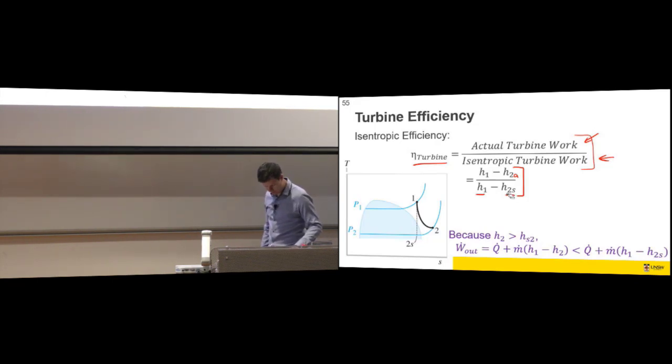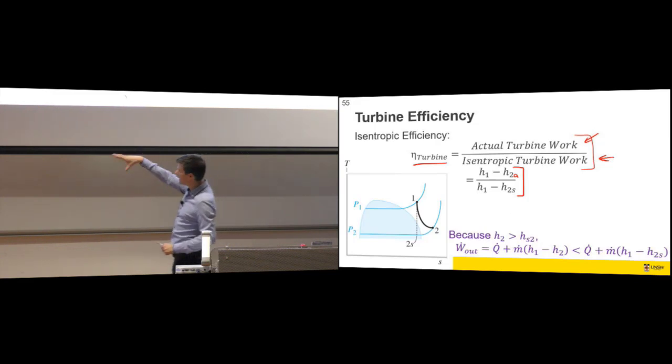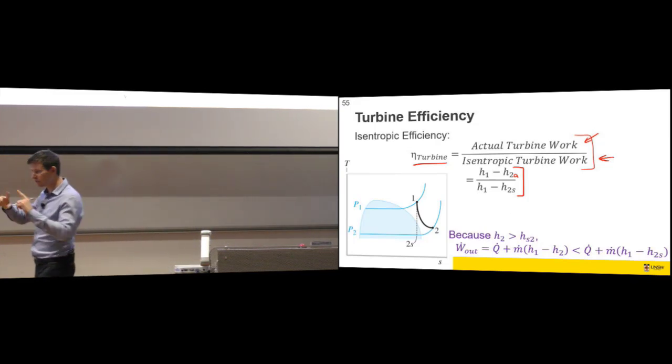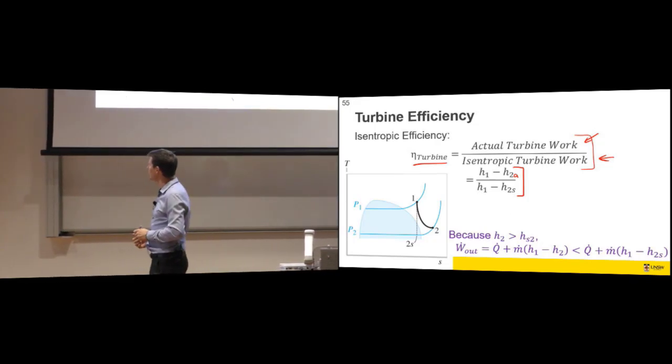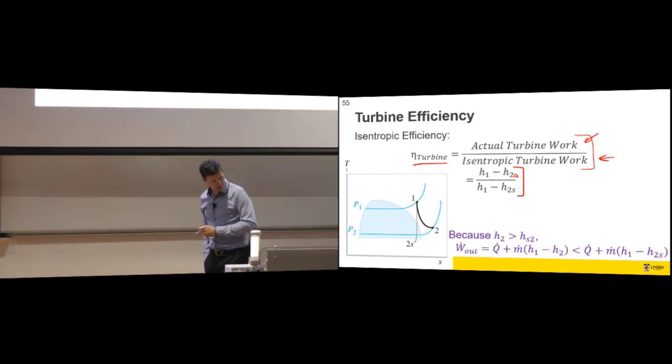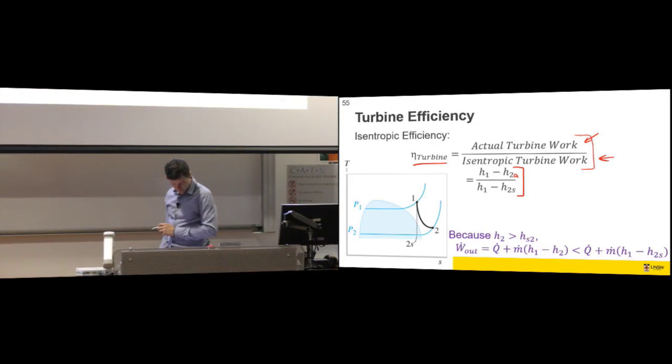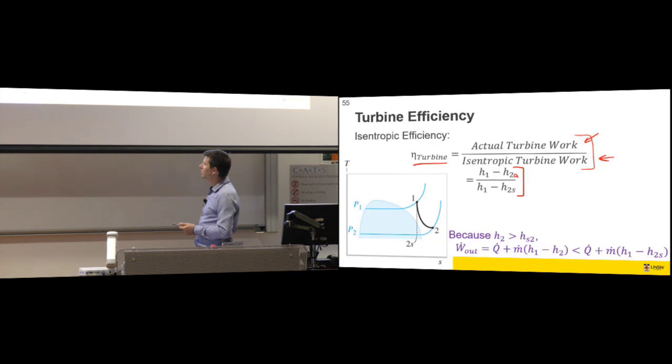So you'll notice the number on the bottom will always be bigger than the number on the top. There'll be a greater difference in the ideal case than there is in the actual case. So what I've written down here, H2 will be greater than H2S. And so your actual work will always be less than your ideal work, or your actual power will always be less than your ideal power. And your efficiency is the ratio then of those two numbers.